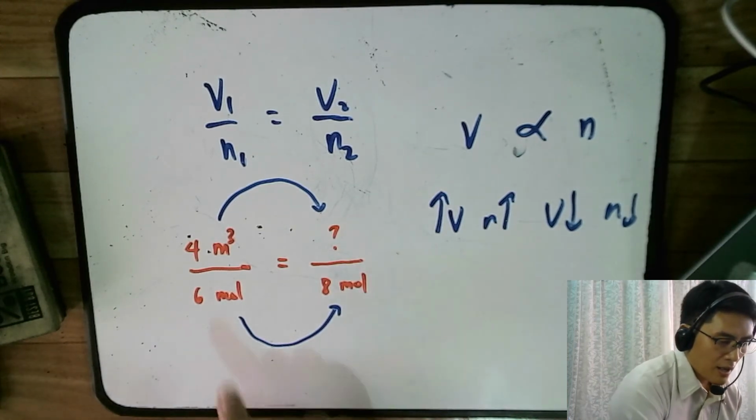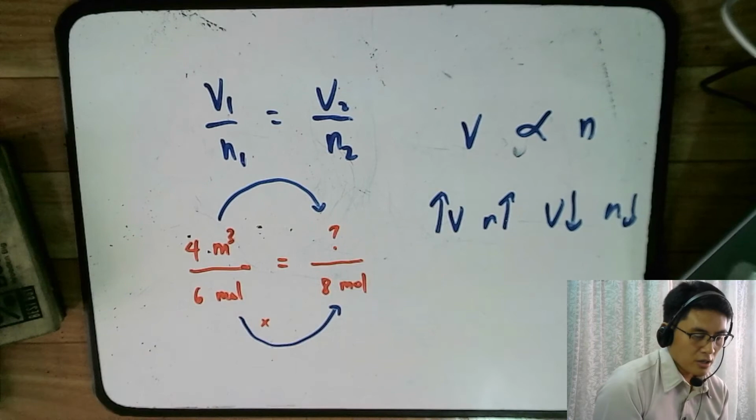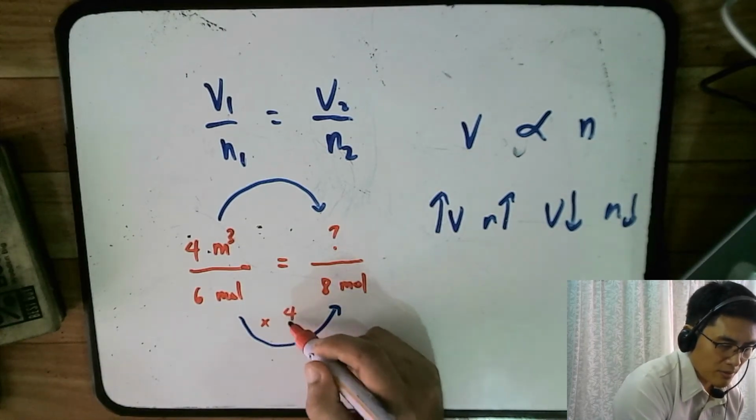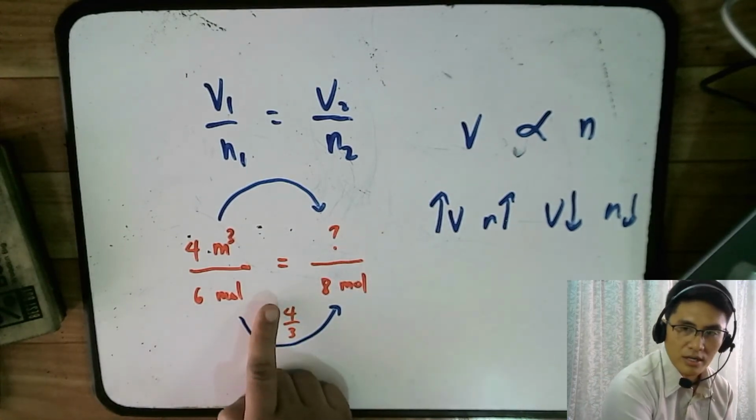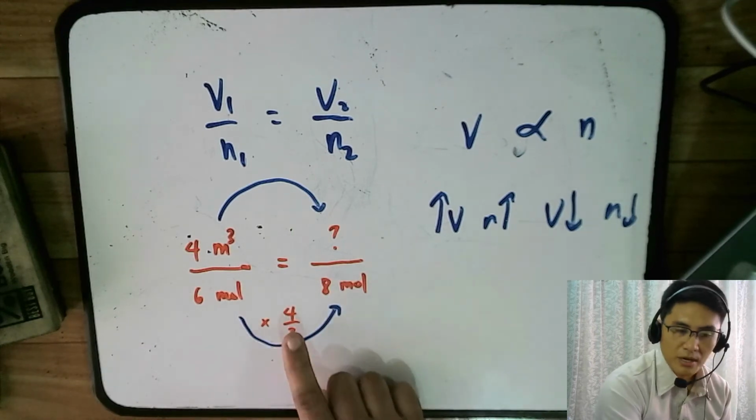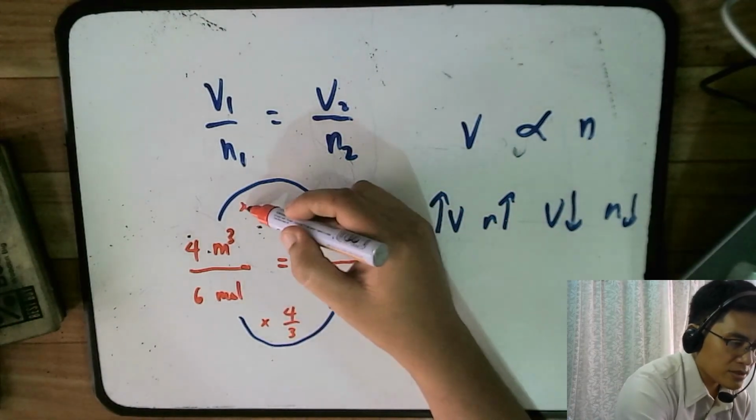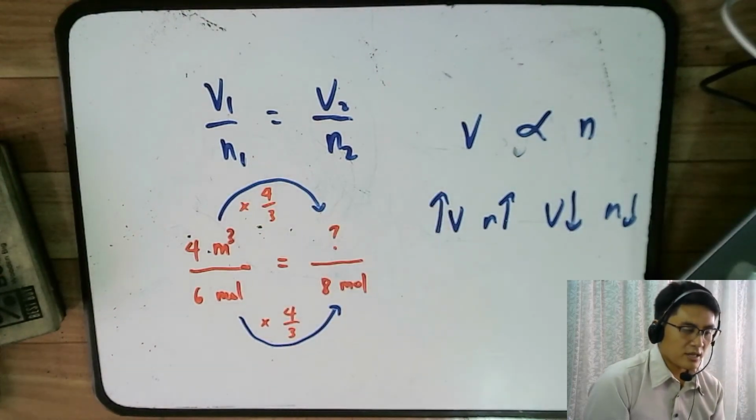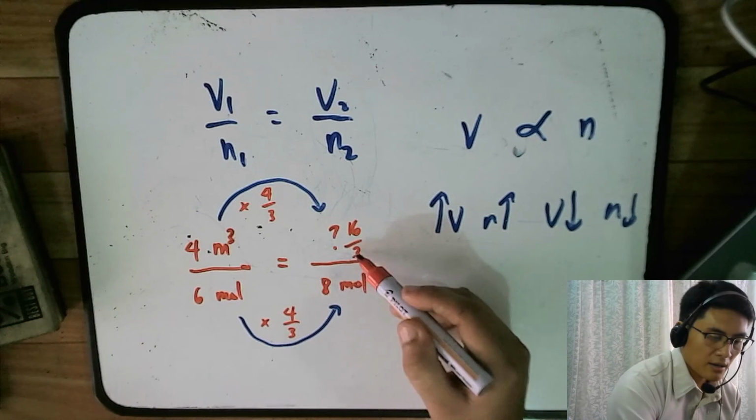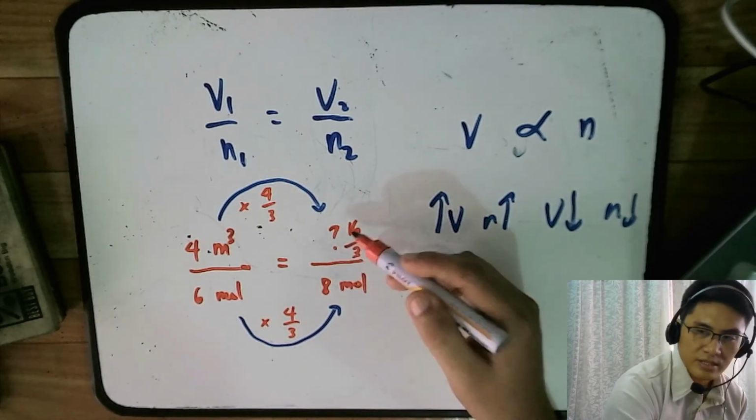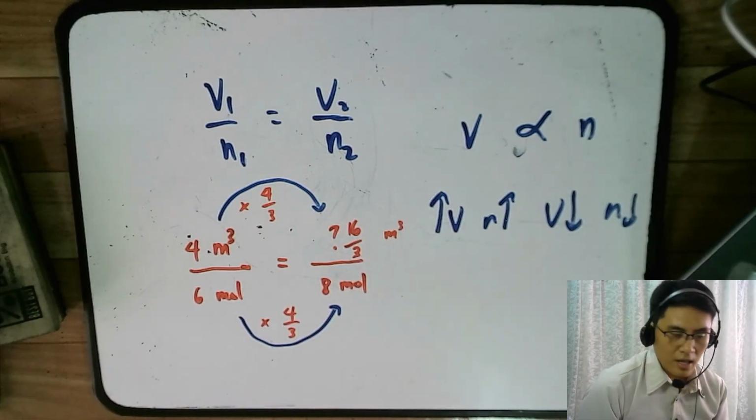So here, if you think about it harder, you would probably imagine that this is multiplied by 4 over 3, right? 6 times 4 over 3: 6 times 4 is 24, divided by 3 is 8. So it's multiplied by 4 over 3. So guess what? Direct proportionality. Therefore, the other value must also be multiplied by 4 over 3. So that gives you 16 over 3. I don't want to divide this so that we don't have decimal numbers, but that would be 16 over 3 meter cube. Okay, that's the idea.